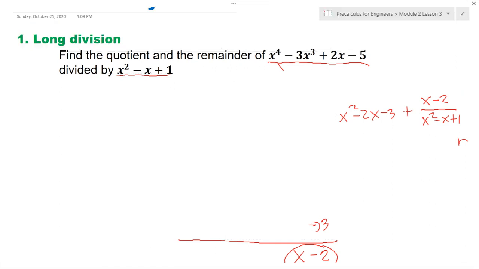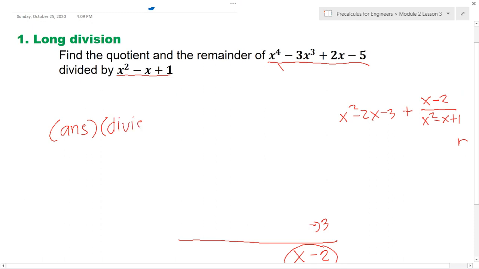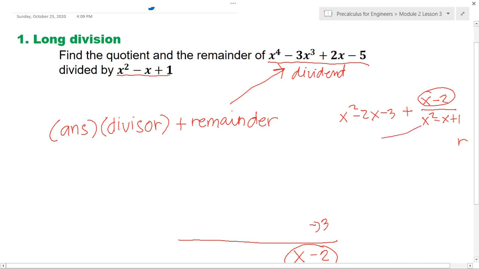Yung answer mo, answer multiplied by your divisor, plus remainder. Yung makukuha mo is yung dividend mo. If that would be equal to your dividend, therefore, your answer is correct. So, remember, this is your remainder and this is your divisor.